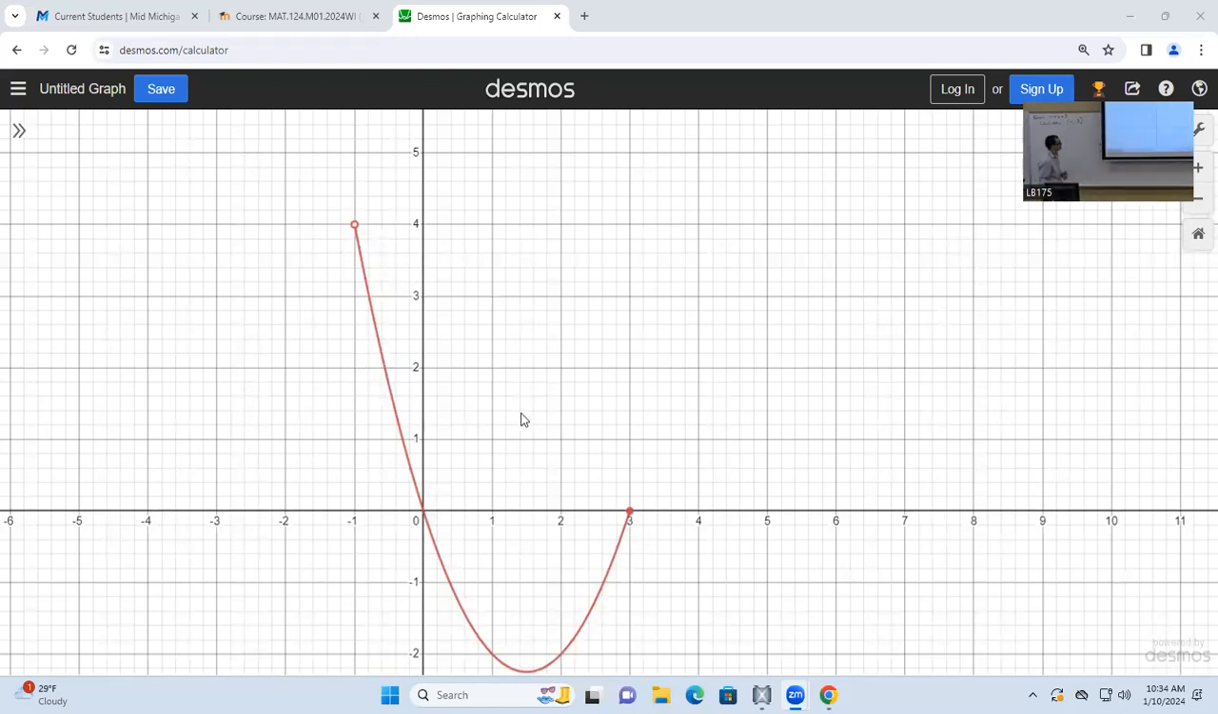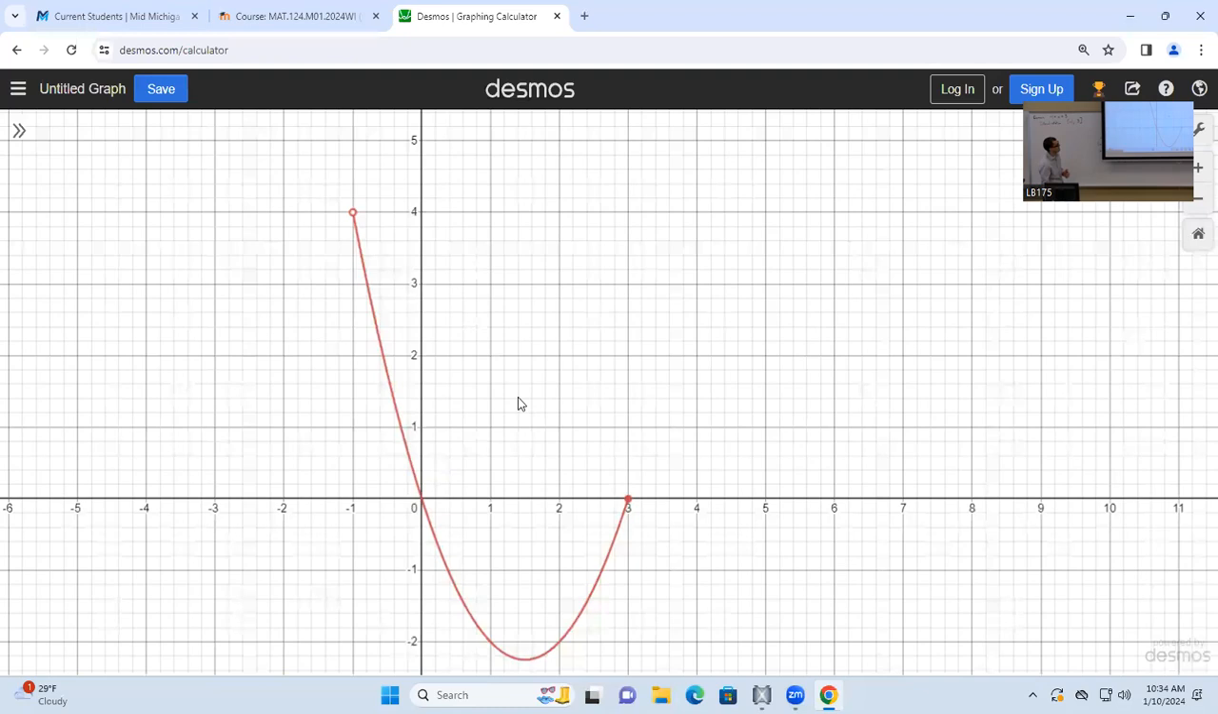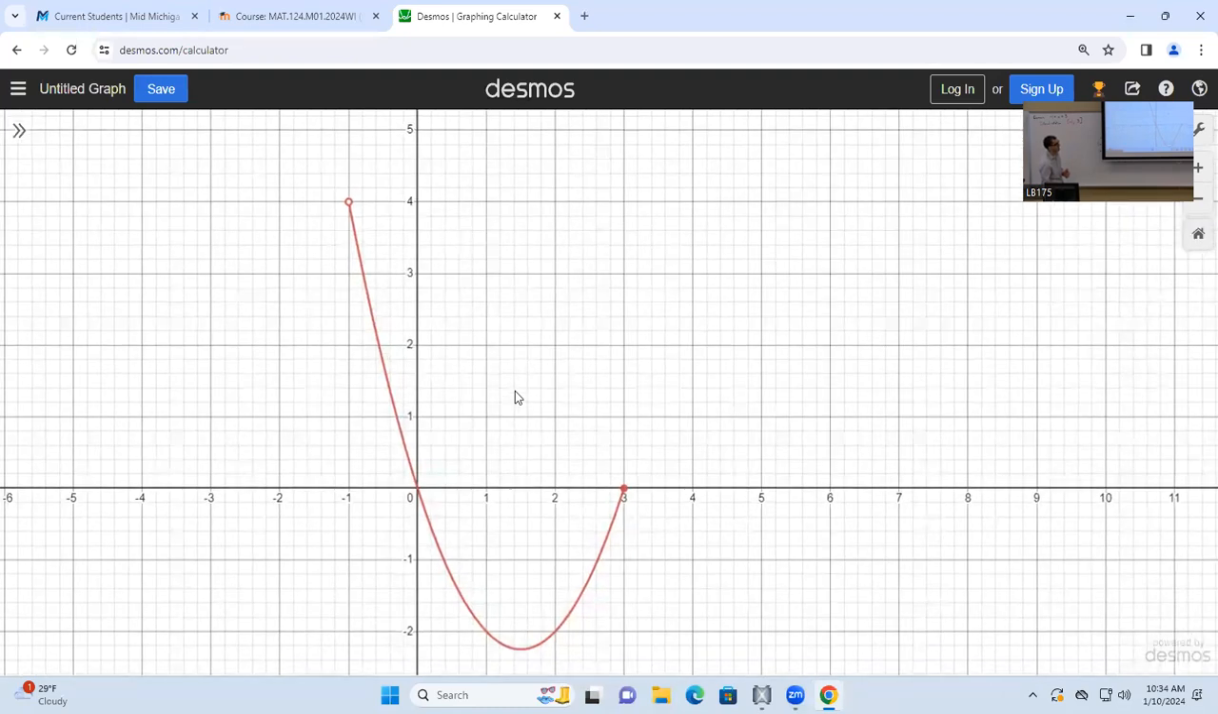Do we need a graphing calculator? Is this the right one? You can have that one. Can I use the other one too? Yeah, you can use a graphing calculator as well.